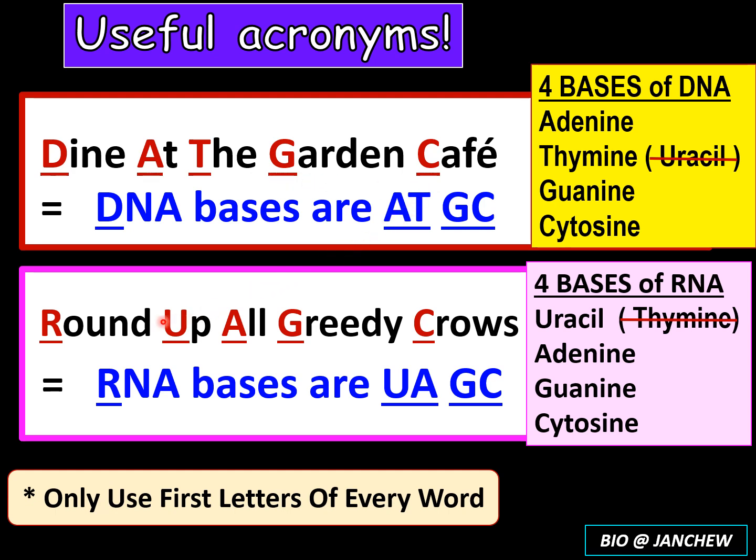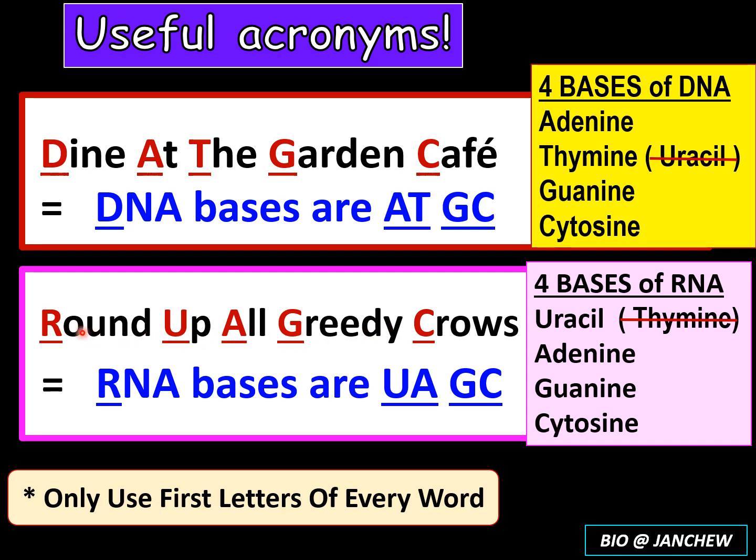Okay. Now, secondly, let's look at the 4 bases of RNA. Uracil, adenine, guanine, and cytosine. Uracil in RNA replaces the thymine in DNA. Okay. So remember, round up all greedy crows. R is for RNA, U for uracil, A for adenine, G for guanine, and C for cytosine. Simple as that. Okay, so RUAGC for RNA.